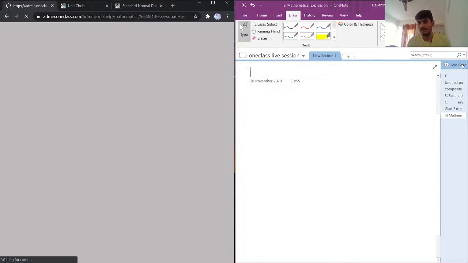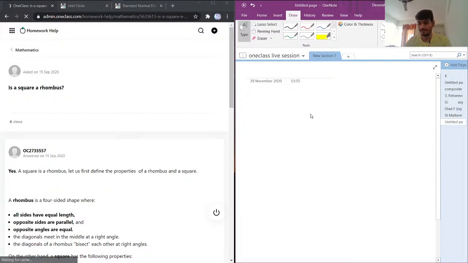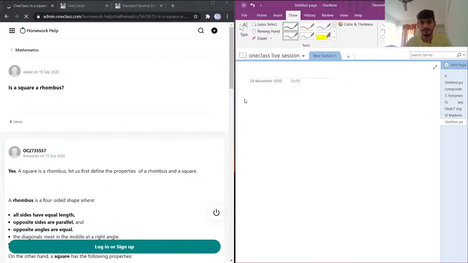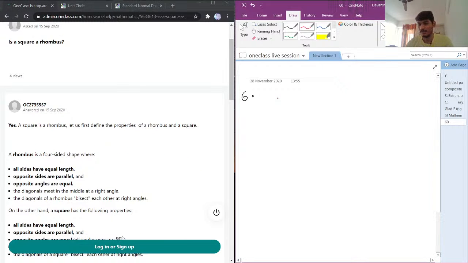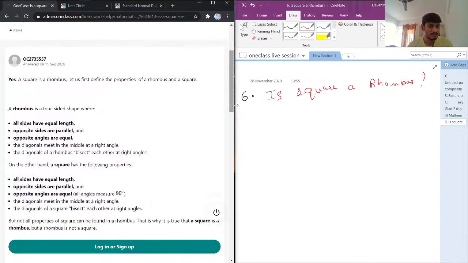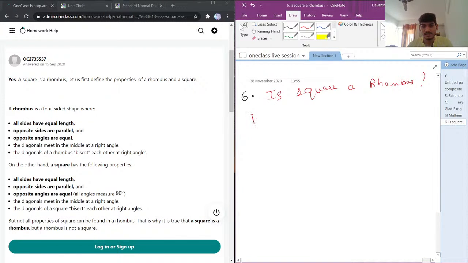Let me go to the sixth question. So what is a square, a rhombus? To find that, let's first see what a square is. I'll write the question: is a square a rhombus? First, I'll write the properties of a rhombus. Let's see what properties are given here. So a rhombus is something. I'll choose the eraser.